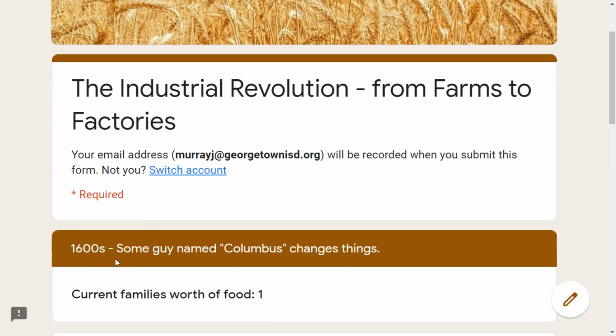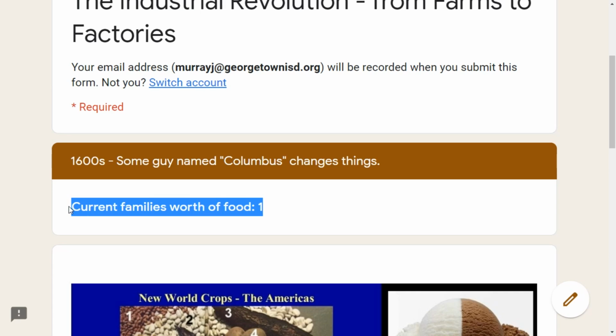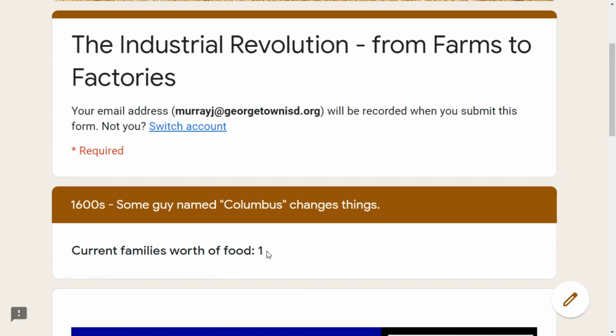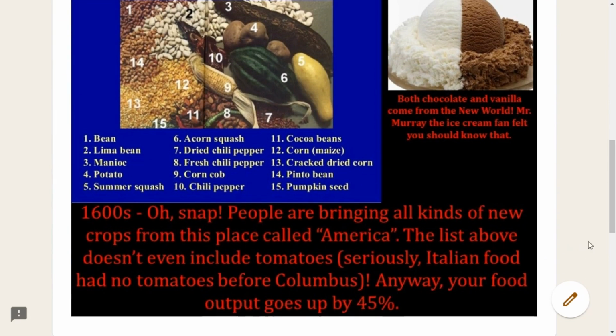Okay, 1600s. Some guy named Columbus changes things. Now notice right here, it'll always have the current amount of food we're growing in terms of the number of families we could feed. Right now, we are at 1, and we're basically eating all of that. 1600s. Oh, snap! People are bringing all kinds of new crops from this place called America. The list above doesn't even include tomatoes. Seriously, Italian food had no tomatoes before Columbus. Anyway, your food output goes up by 45%.